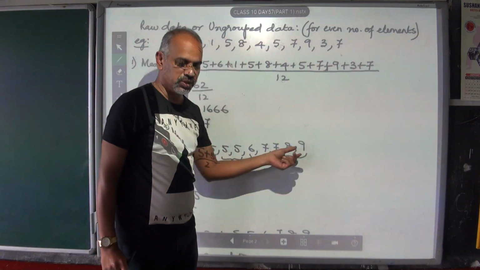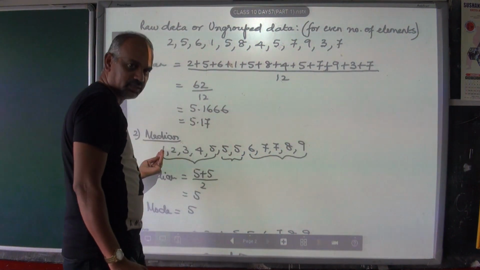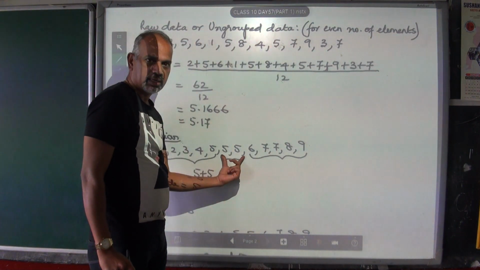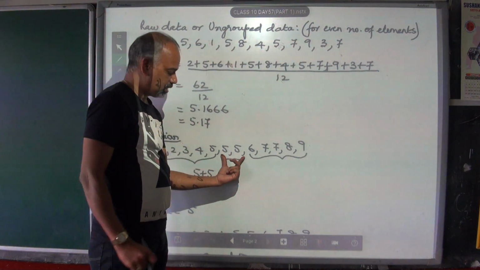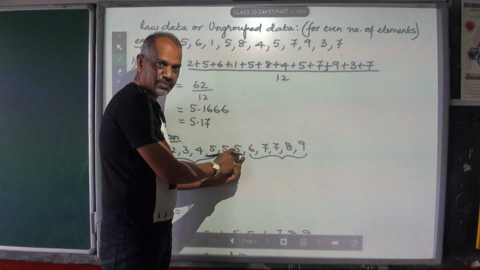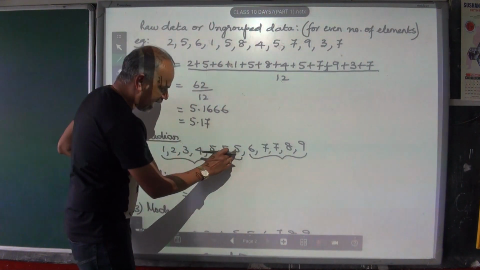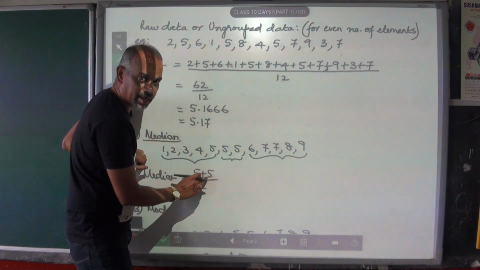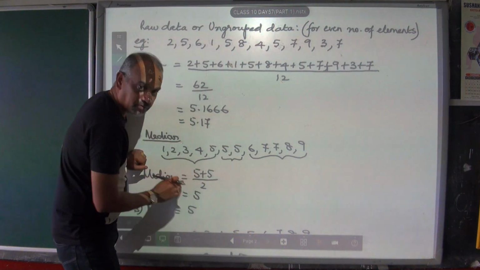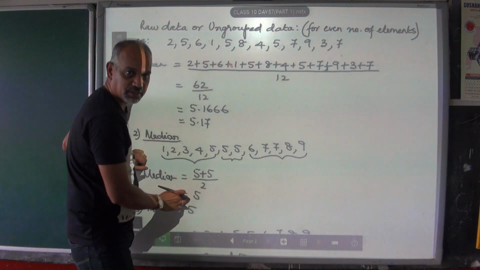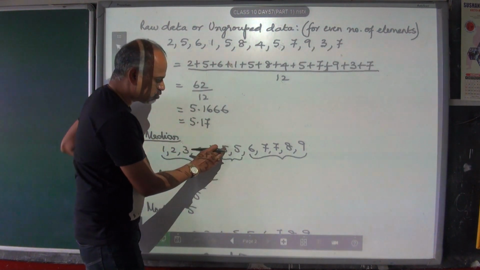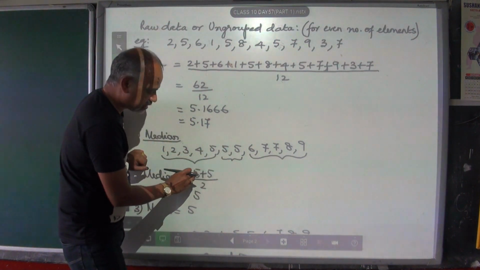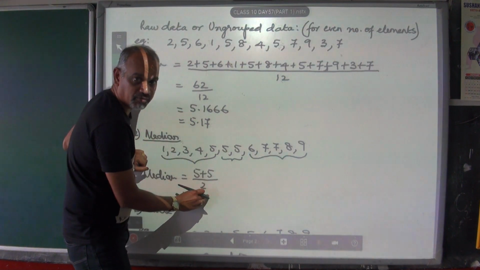Again, there are 12 elements. So what I am going to do is, I am going to leave 5 of these from the front and 5 behind. And you will see in the middle, there are 2 numbers. You have 5 and 5. So median is given as, add both of them and divide by 2. That's 5 plus 5 divided by 2, that's 10 divided by 2, which gives you 5. Okay. If this was 5 and 6, this will be 5 plus 6 divided by 2, that's 11 by 2, which will give you 5.5.